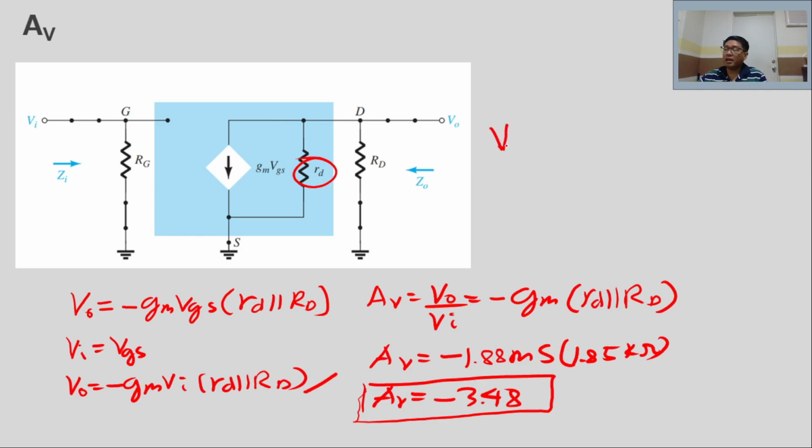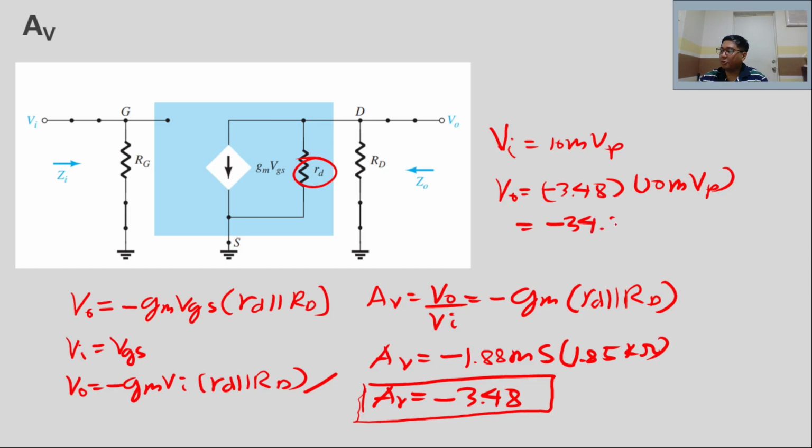So for example, we have an input signal voltage of 10 millivolts peak. The output would be equal to the gain, the voltage gain, negative 3.48. Again, that's unitless, times the input of 10 millivolts peak, which is equal to negative 34.8 millivolts peak.